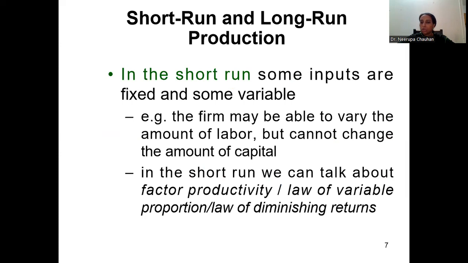So there are short-term as well as long-run production. In the short run, some inputs are fixed and some variable. For example, the firm may be able to vary the amount of labor but cannot change the amount of capital. Whereas in the short term, we can talk about factor productivity, the law of variable proportion and the law of diminishing returns.